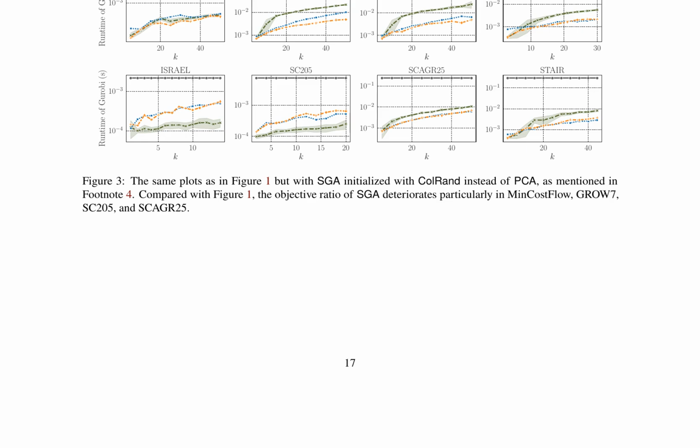The authors also report the performance of Gurobi, a commercial optimization solver, on the same set of problem instances. The results indicate that the runtime of Gurobi increases with the problem size, as expected. Notably, the authors highlight the significance of the initialization method in SGA, as the choice of kernel rand instead of PCA affects the algorithm's performance. This finding has important implications for the design of efficient optimization algorithms, particularly in scenarios where problem instances exhibit complex structures.